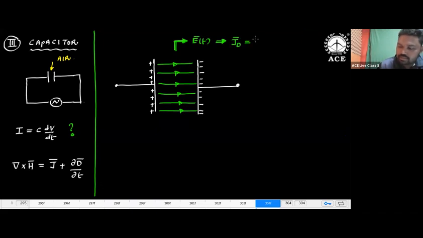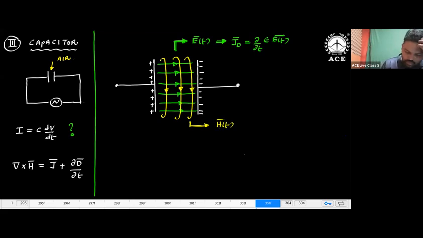JD is equal to dou by dou t of epsilon into E of t. That means the time varying electric field will also give the magnetic field. There will be a magnetic field around it, which is given like this. There is a magnetic field here. So there is a current flow happening here. Here also a magnetic field exists around this one due to the flow of electrons.